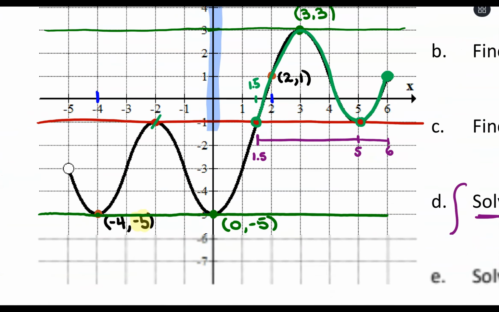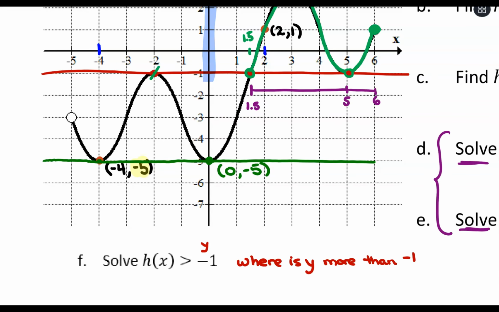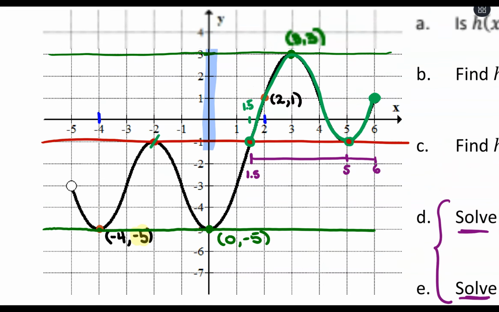So in terms of an inequality, what that would look like is for x, we want x to be more than 1.5. And notice I'm not using equal there because we don't want to be equal to -1. And then we're going until we hit 5. And we also want to include from 5 to 6. So we end up with an interval of values for x where we're above -1.